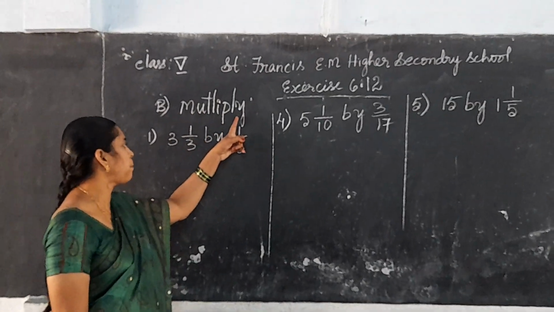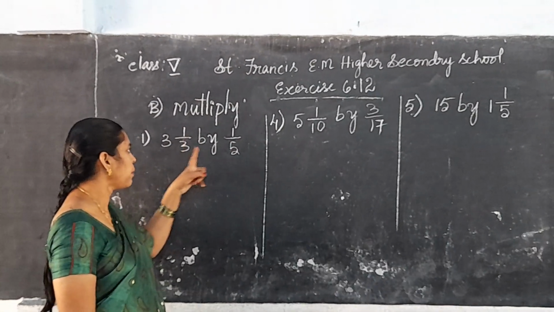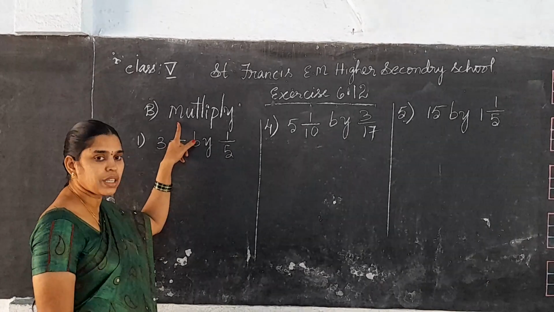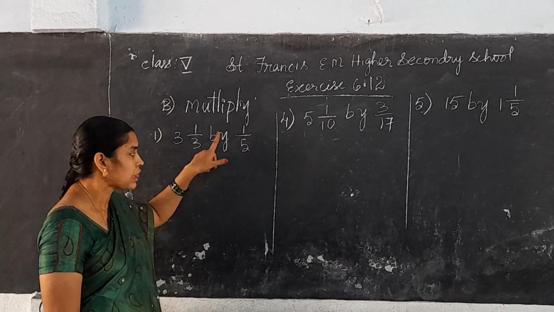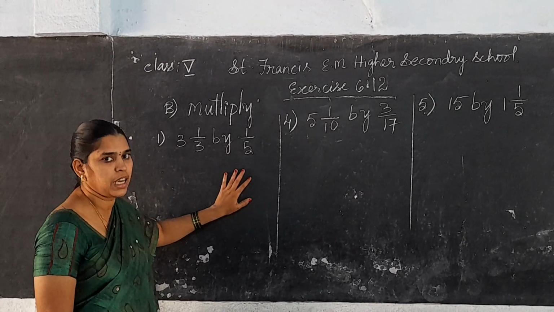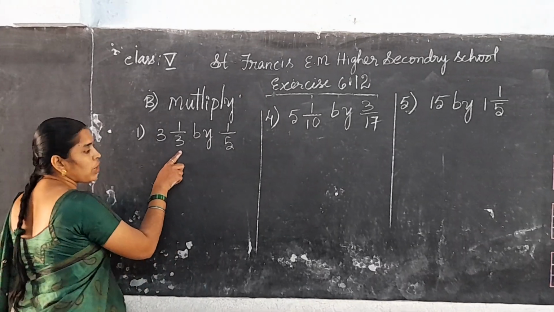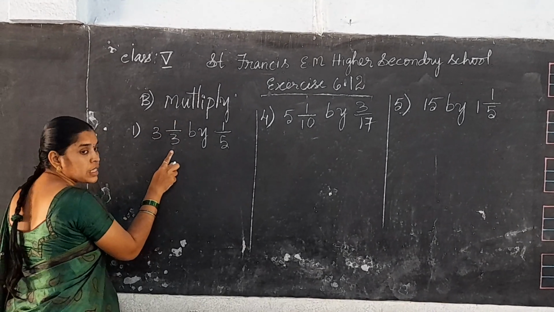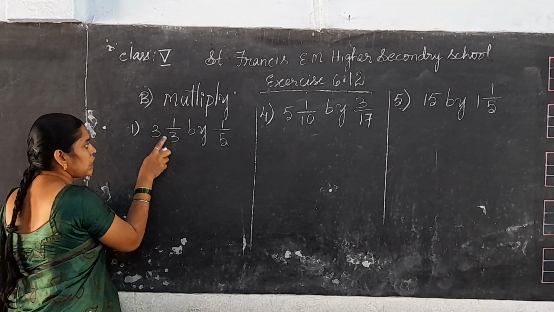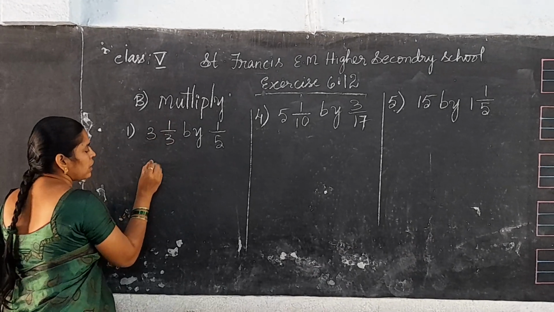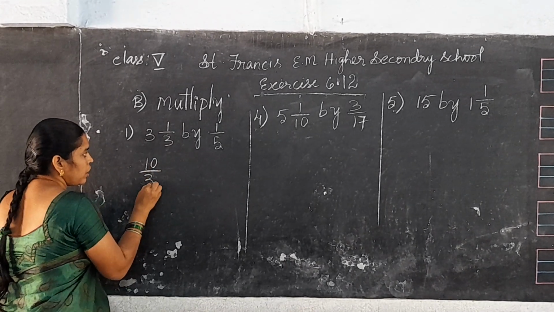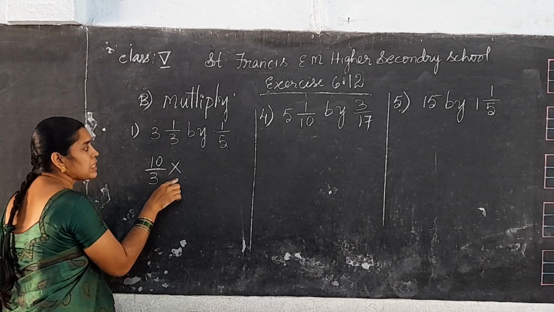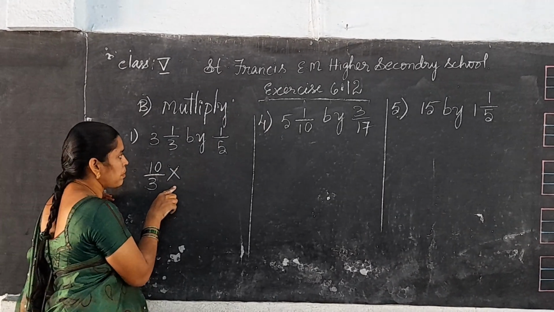B Roman, multiply 3 1 by 3 by 1 1 by 5. This is a mixed fraction. You should convert it into an improper fraction. Then only you should do multiplication. See, how to convert? You know that denominator into whole number plus numerator by the same denominator. 3 3s are 9 plus 1, 10 by 3. Multiplied by means into, so you should write the multiplication symbol.